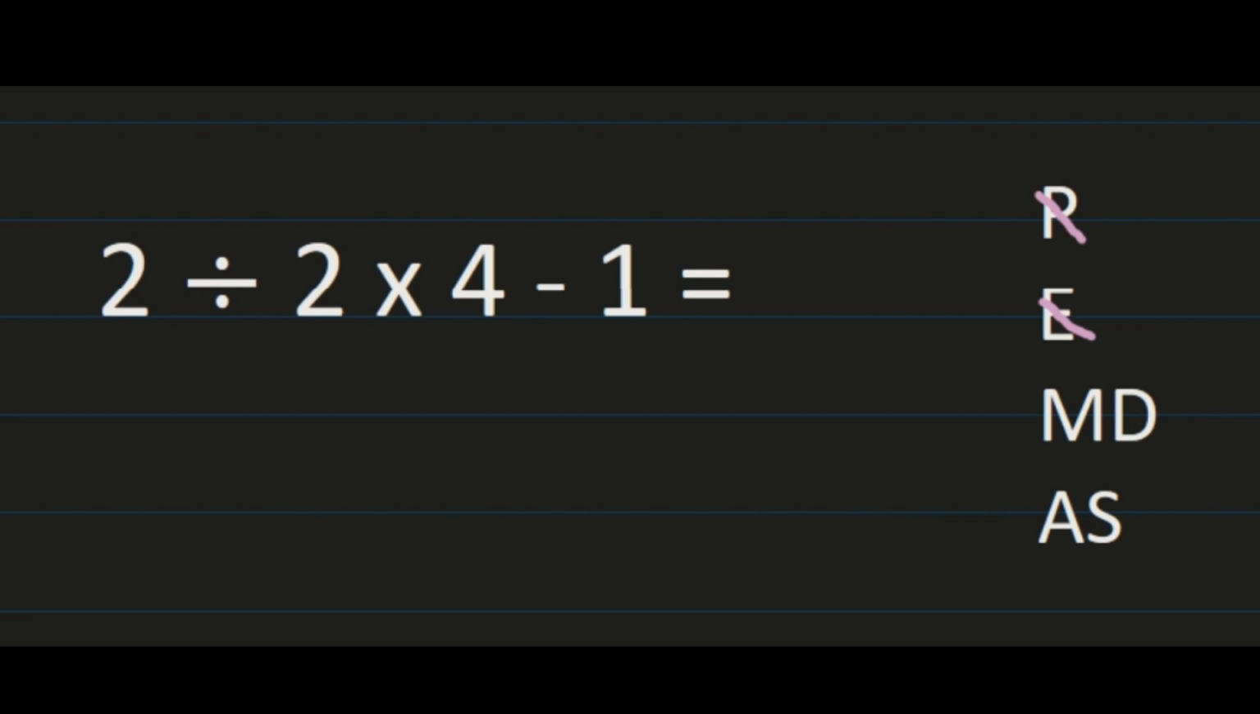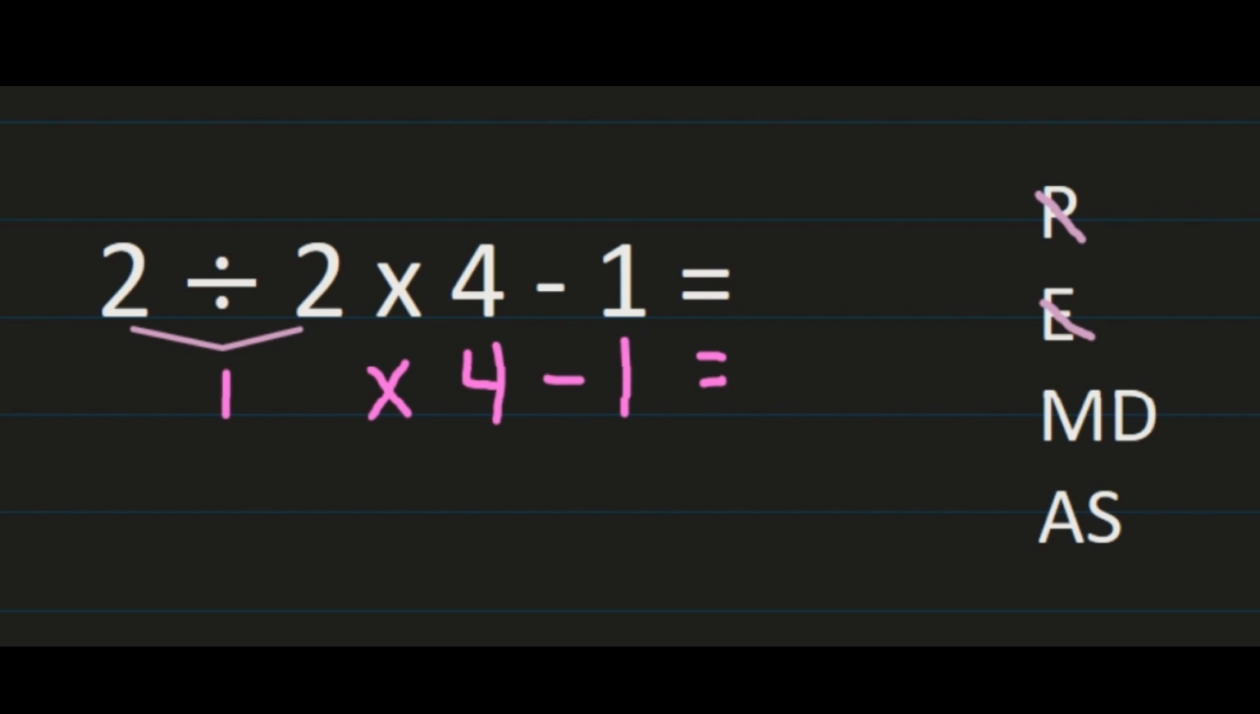Even though in PEMDAS we write the M first, we do our multiplication and division from left to right. So looking at this problem going left to right, I have 2 divided by 2 first. That's the step I have to do first. So 2 divided by 2 is 1, and then I'm going to bring down the rest of the problem. So now I have 1 times 4 minus 1.